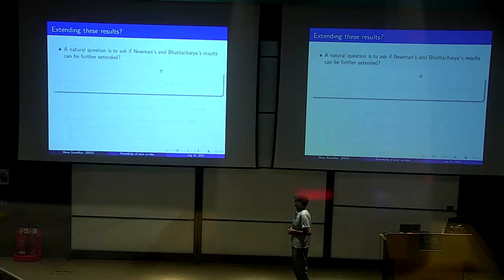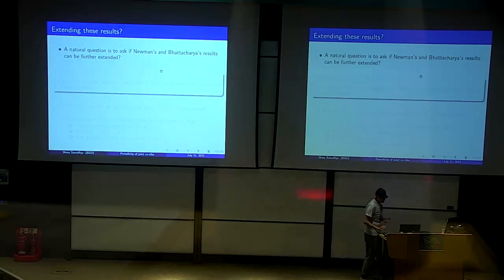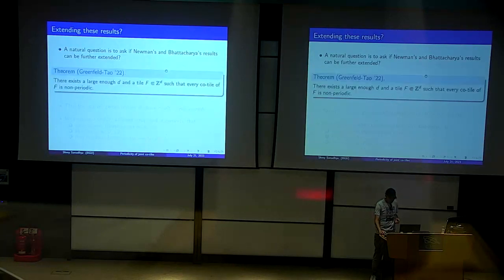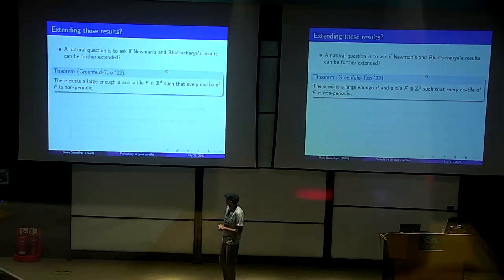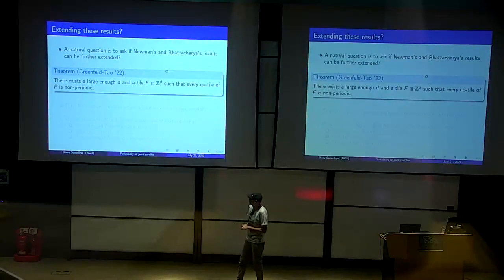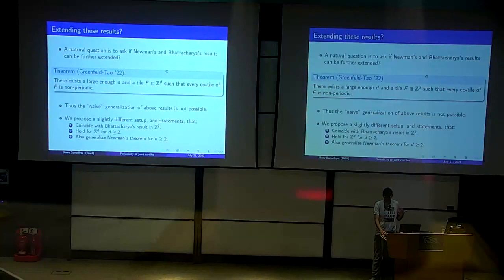So now our natural question is, what next? Can we upgrade Newman's and Bhattacharya's result? Can we generalize it? And obviously, we cannot do it naively. This is a great result, and we just heard about it: there is a large enough P, and an example of an F such that every cotile of F is non-periodic. So hence, we cannot naively expect to do anything.